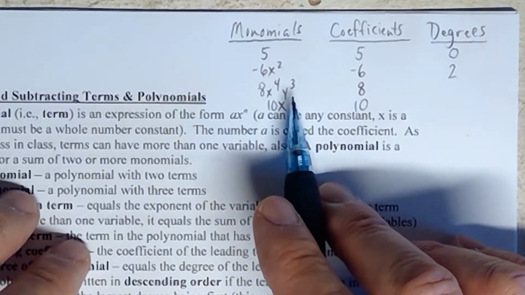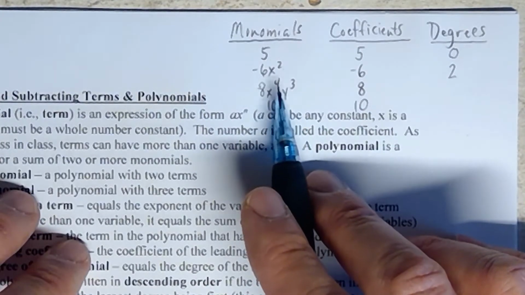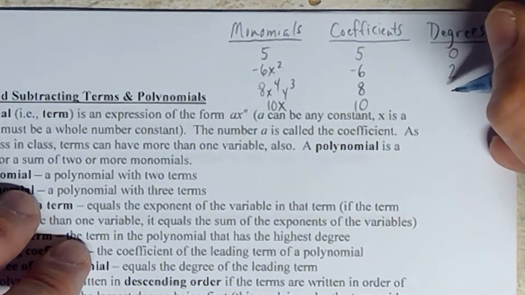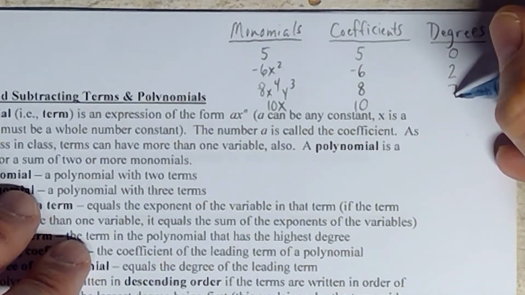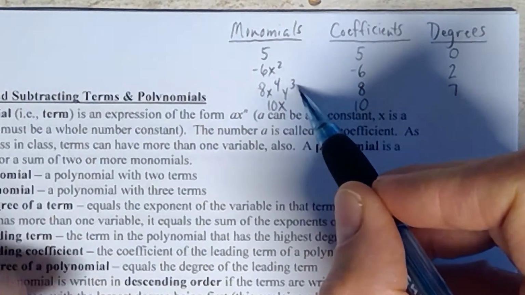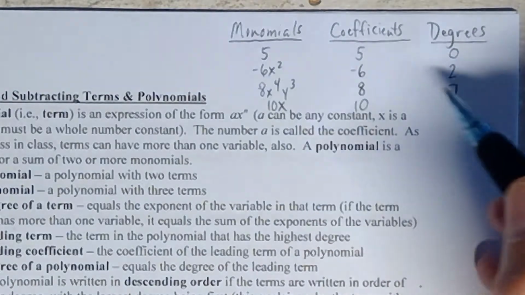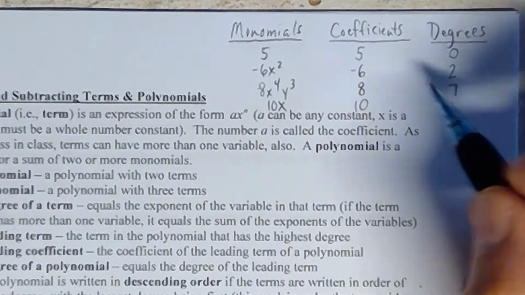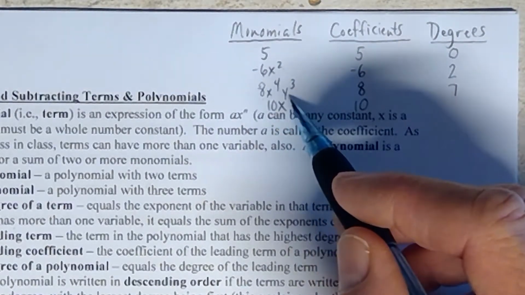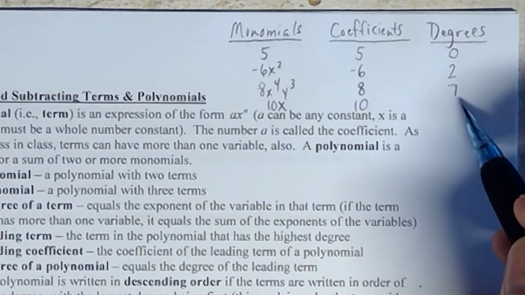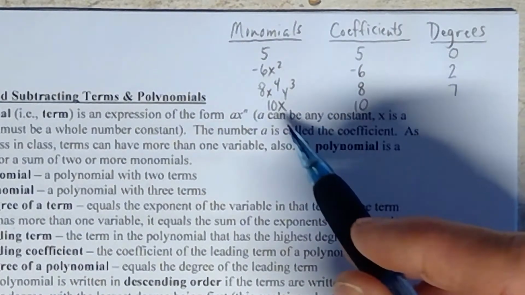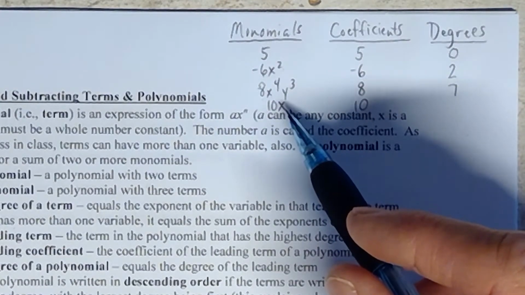When you have two variables, what you do is you add up the exponents for the purpose of figuring out the degree. Don't put a 7 inside the term itself. Just when you're figuring out the degree, you add up the exponents if there's more than one variable. And so 7, 4 plus 3. Here, as we already mentioned, the exponent is 1.